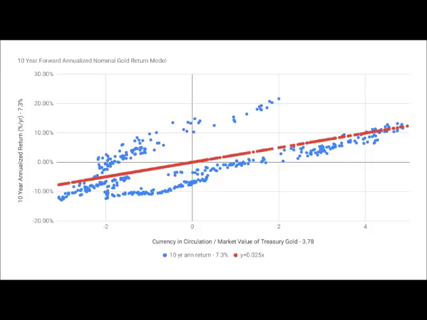When currency in circulation divided by the Treasury gold is at its equilibrium value of 3.78, we can expect the price of gold to rise at the same rate as the expansion of the currency, which has been 7.3% per year on average. When currency relative to Treasury gold is much higher than its equilibrium value, then we can expect gold to strengthen in the currency, which is the same thing as saying that the currency will weaken in gold. So where are we now? Let's take a look.